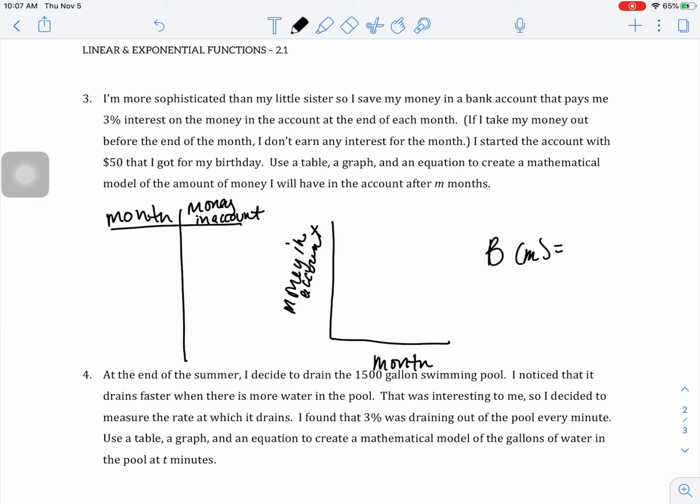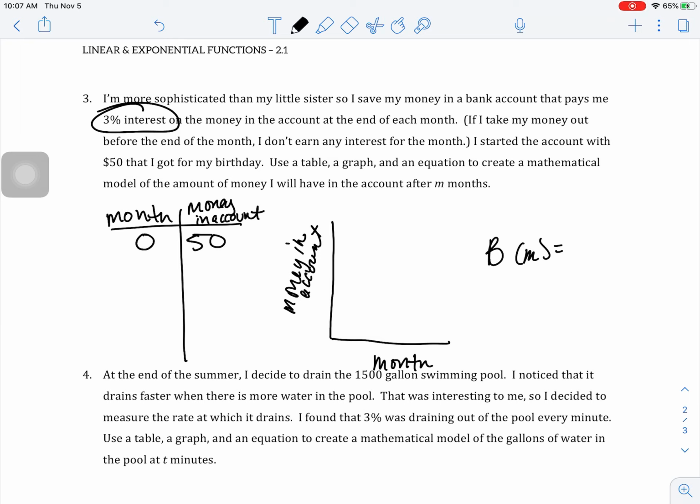Number 3 is a little bit trickier because we're talking about percents and interest. It says, I'm more sophisticated than my little sister, so I save my money in a bank account that pays me 3% interest on the money in the account at the end of each month. If I take money out before the end of the month, I don't earn any interest for the month. I started the account with $50 that I got for my birthday. That's my start value. Use a table, graph, and an equation to create a mathematical model for the amount of money that I will have after m months.